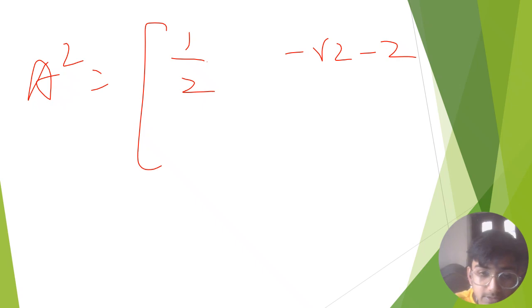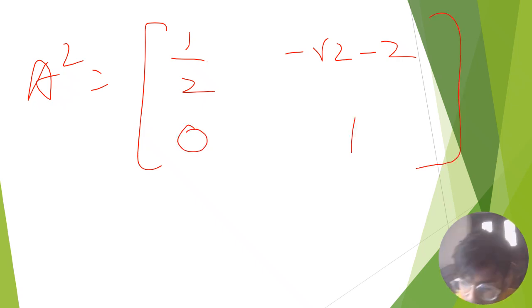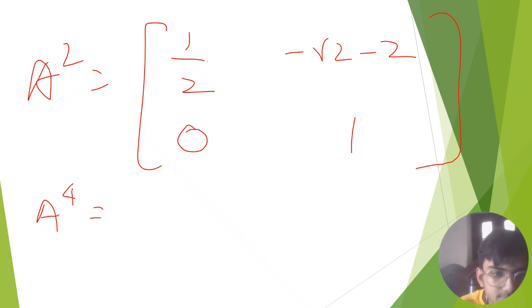Minus root 2, and this is coming 0, this is coming 1. Okay, calculating A power 4 now. You have to calculate up to a power 10. Just calculate in this way only.